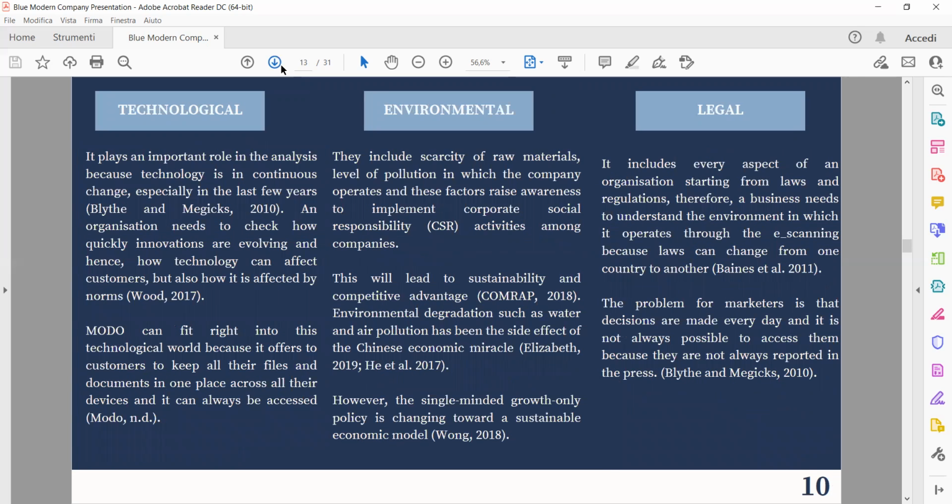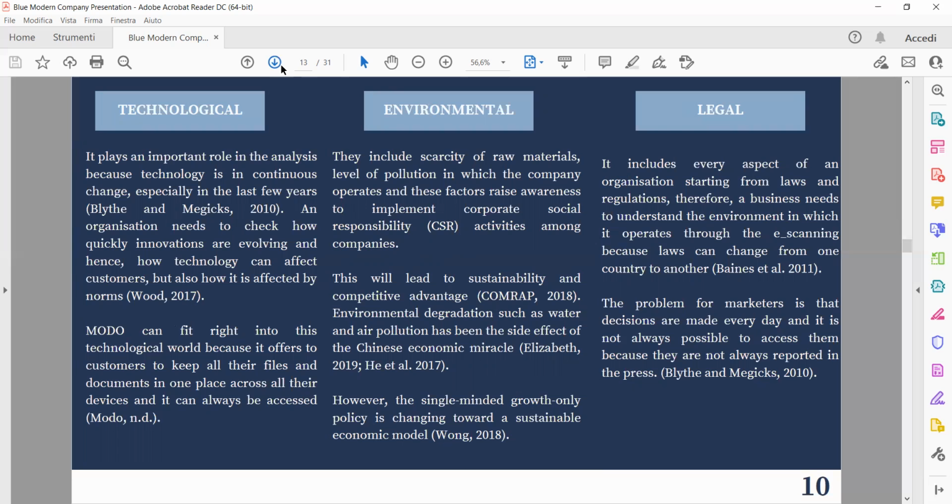Technological factor plays an important role because it's in continuous change. Modo fits right into this technological world because the service offered has a high potential and it's very useful for users to keep all their files in one place without wasting time remembering many passwords and accounts. The environmental factor is very important to consider the level of pollution and the materials used in a company based on the environment it operates in, and this will lead to competitive advantage and sustainability.